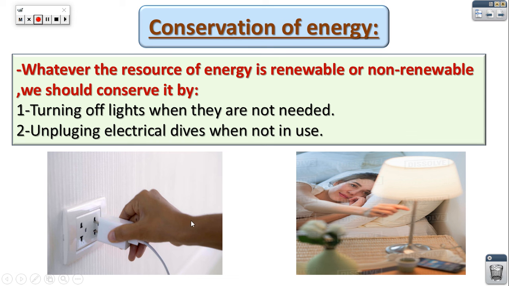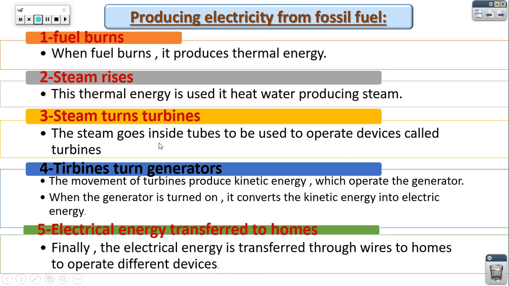Don't leave the plug of an electric machine in the source of electricity if you don't use it, because if you leave the plug like this in the source of electricity, even if you are not using the device, it will consume electricity. So turn off lights if we don't need them, and unplug electrical devices if you don't use them.